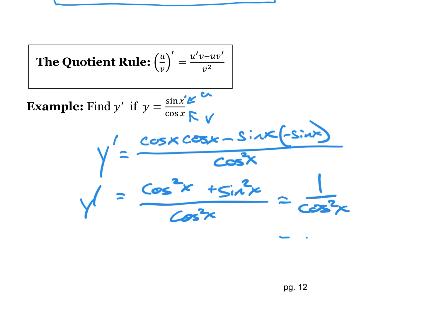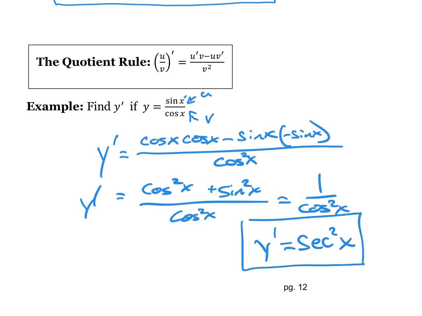Do you remember what 1 over cosine is worth? If you forgot those, you might want to work on your identities there. 1 over cosine is secant. So this is secant squared of x. So there's y prime. Now, what do you notice here? Sine over cosine, what's another way to write sine over cosine? Isn't that tangent of x? And so the derivative of tan x is secant squared. That's what we just proved.